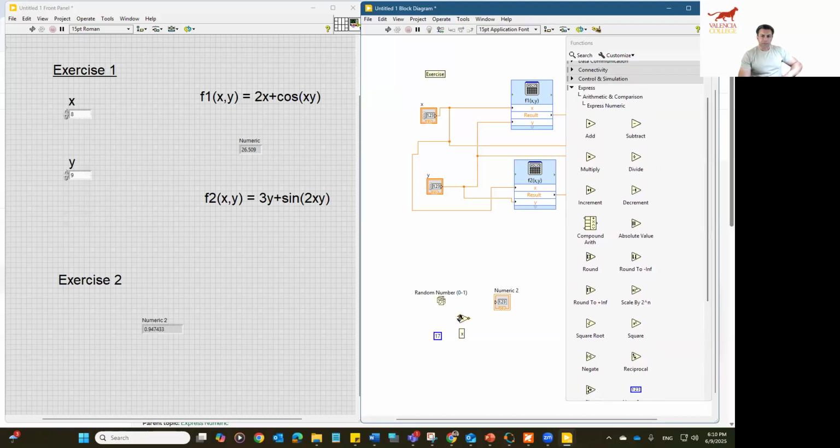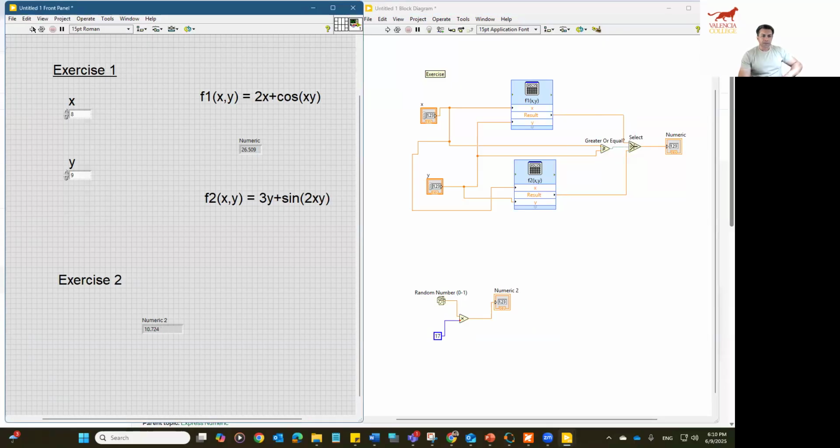So if I just multiply these two, and now I run this, then it's going to be generated between 0 and 17, as you can see. So it's very easy to generate. It's very easy to change the range of that.